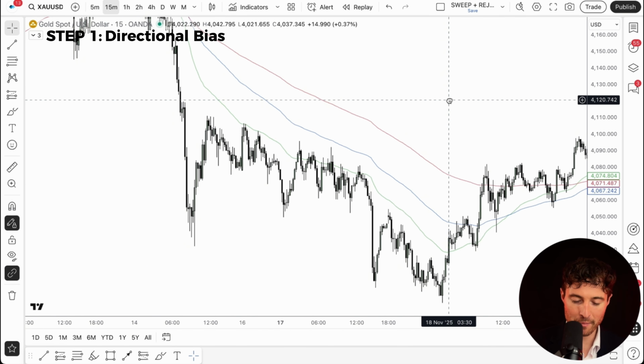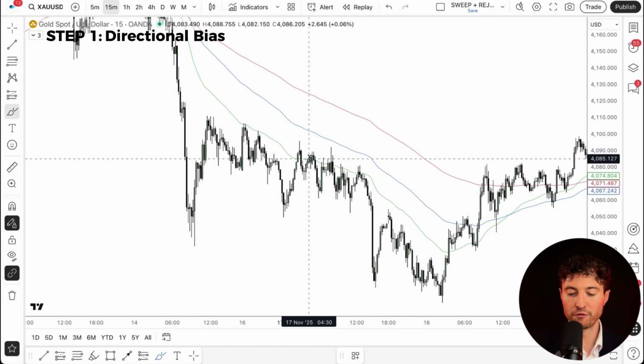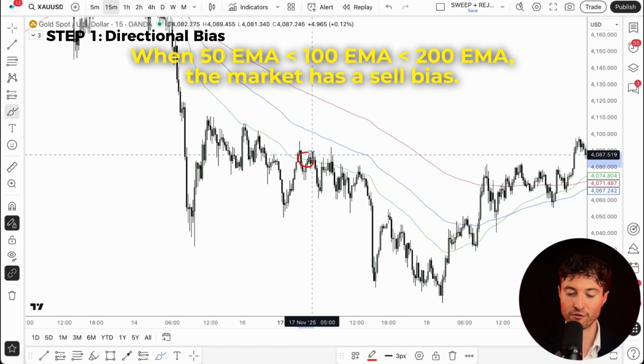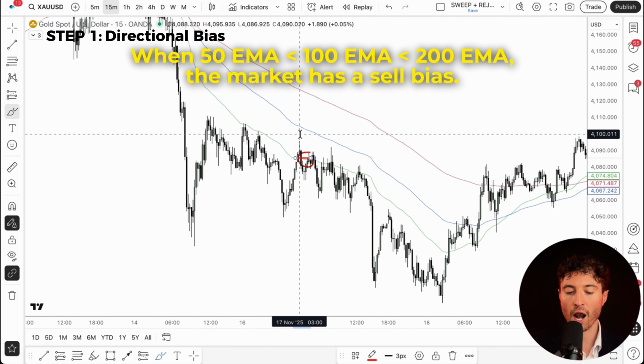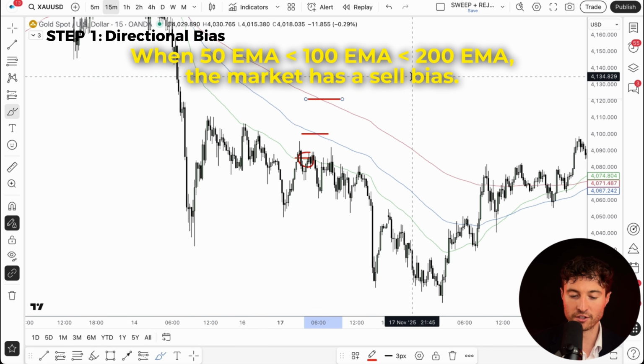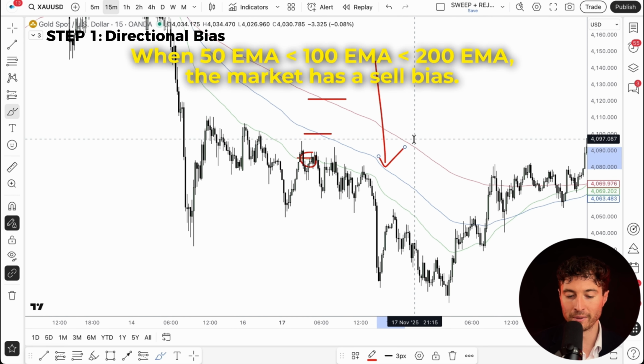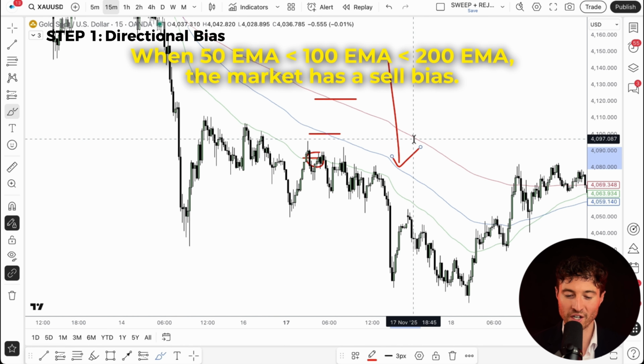All right, so this is an example of a sell directional bias, meaning you would only be looking for shorting opportunities. Again, 15-minute time frame. This is the opposite, vice versa. 50 EMA less than the 100, less than the 200 is a sell bias market, meaning you're only going to be looking for shorting opportunities.